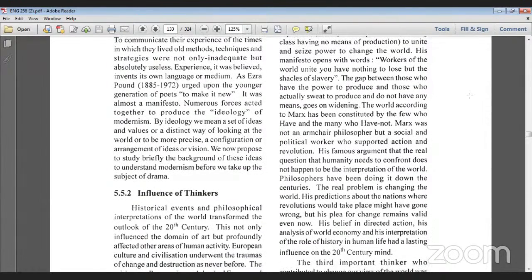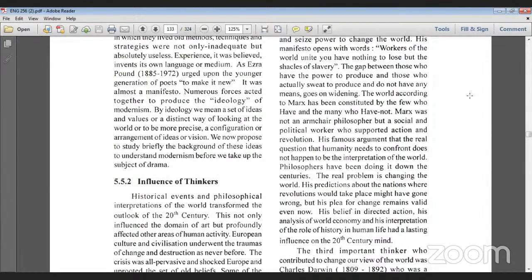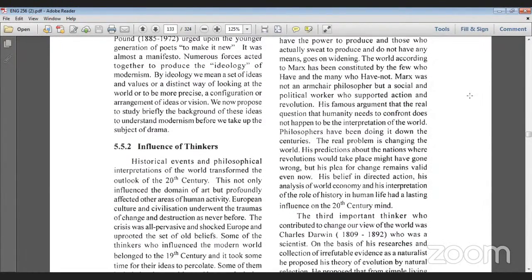His prediction about the nation where revolution would take place might have gone wrong, but his plea for change remains valid. Even now, his analysis of the world economy and his interpretation of the role of history in human life have had a lasting influence on the 20th century mind. Okay, so these are the predictions of the thinkers.